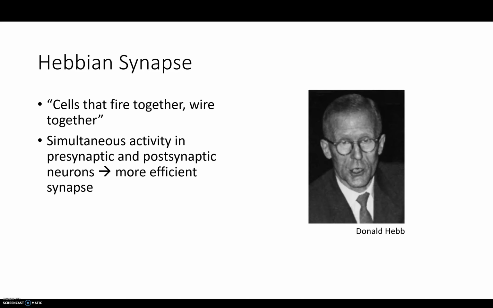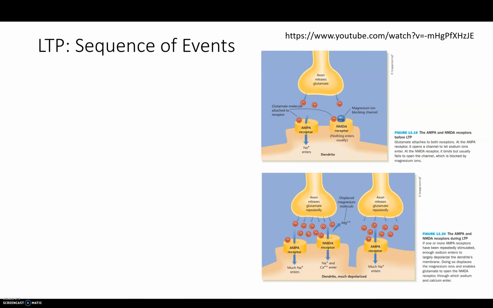In other words, this is saying that simultaneous activity in a presynaptic and a postsynaptic neuron leads to a more efficient synapse. So if you have a synapse that's getting used a lot, that increases the likelihood of both postsynaptic and presynaptic neurons firing an action potential at the same time. Simultaneous activity is going to lead to strengthening of that synapse, a more efficient connection. And this is, on the cellular level, what that is believed to look like.